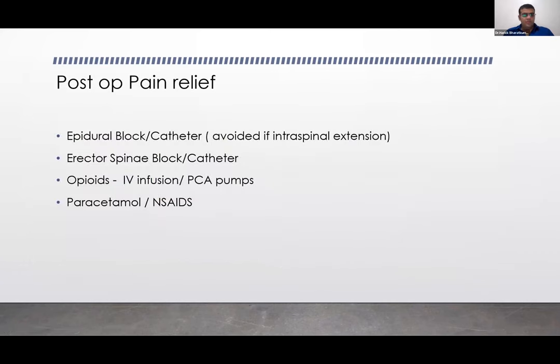Then coming to post-op pain relief, we have few options like an epidural block, single shot or a catheter. We usually avoid it if there is a history of intraspinal extension. There is something called an erector spinae block or a catheter. If for any reason these catheters are not possible, we can put the patient on IV opioid infusions, or if the patient is old enough, we can put them on a PCA pump and paracetamol and non-steroidal anti-inflammatories.